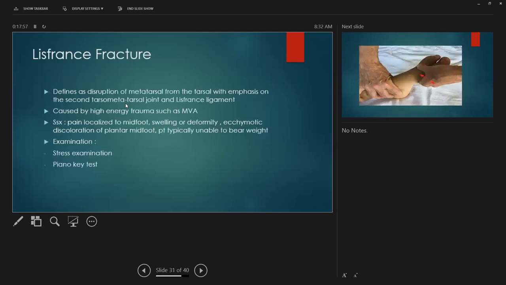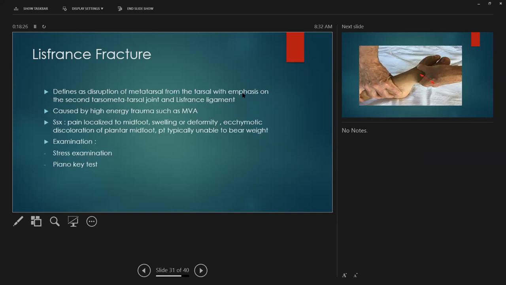Next is our entrance fracture. It is defined as a disruption of your metatarsal from the tarsal, with emphasis on your second tarsometatarsal joint and lateral ligament. Normally this is caused by high energy trauma like MVA. Symptom wise, the patient will have pain localized to the midfoot, swelling, deformities, ecchymotic discoloration at the plantar midfoot, and typically the patient is unable to bear weight.